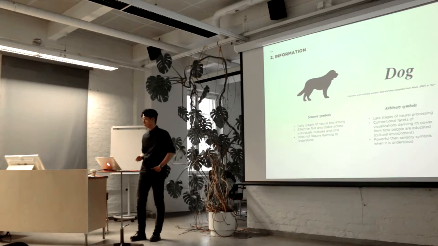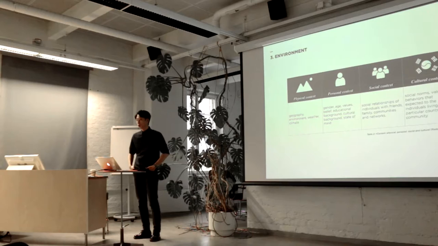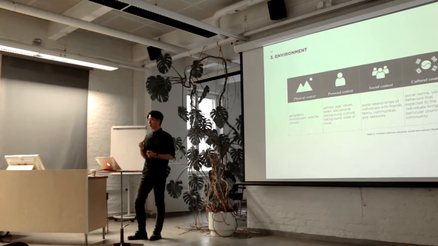Environment has four categories: physical, personal, social, and cultural context. It's variable, depending on your country, culture, and all the surroundings. So there are numerous elements that make up your environment.